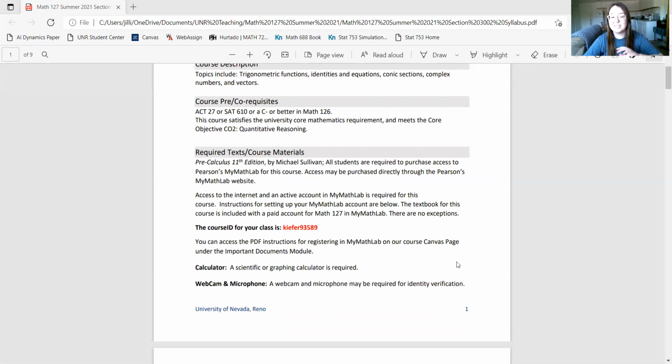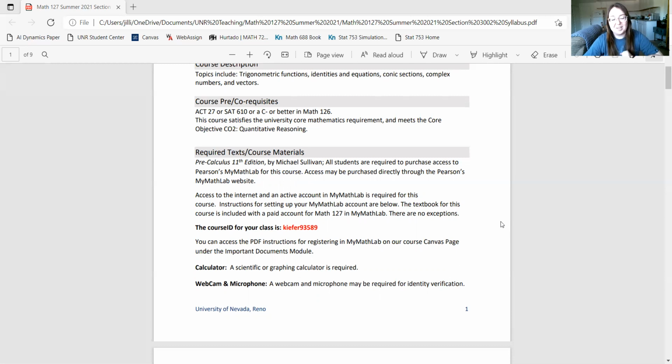Our course ID is listed. There is a PDF with direct instructions on how to register in My Math Lab in our home course page. So under important documents, there is a handout listed there. So you can go ahead, click on that, read through that, and that gives you very detailed instructions on how to register with our class.